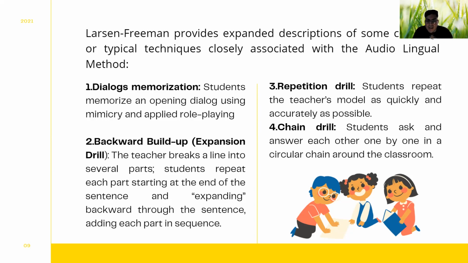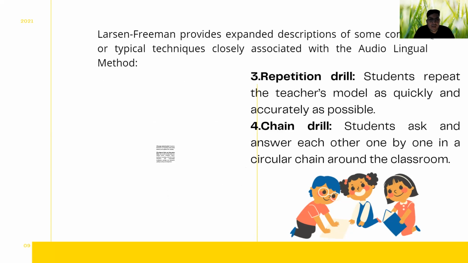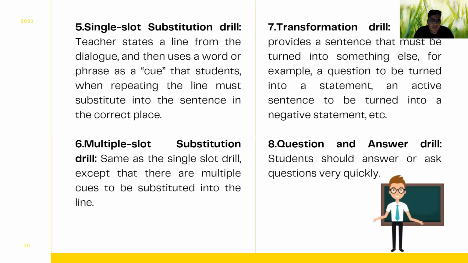Number 4 is the chain drill. The students ask and answer one by one in a circular chain around the classroom. Next, we have a single slot substitution drill. In this case, the teacher states a line from the dialogue and then uses a word or phrase as a cue that the students, when repeating the line, must substitute into the sentence in the correct place.